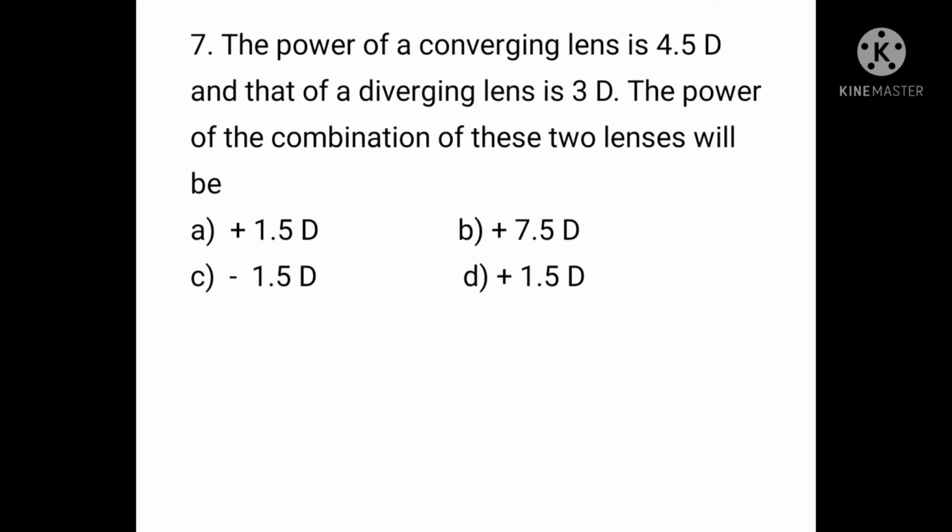Question number 7. The power of a converging lens is 4.5 diopter and that of a diverging lens is 3 diopter. The power of the combination of these two lenses will be option A, plus 1.5 diopter, option B, plus 7.5 diopter, C, minus 1.5 diopter, D, plus 1.5 diopter. The correct answer is option D, plus 1.5 diopter.